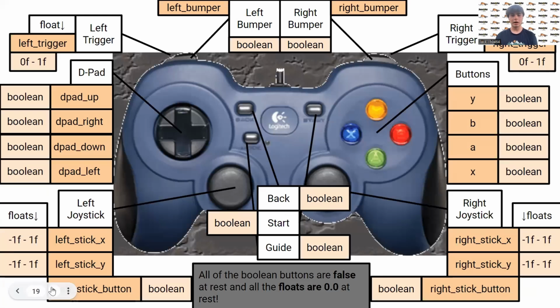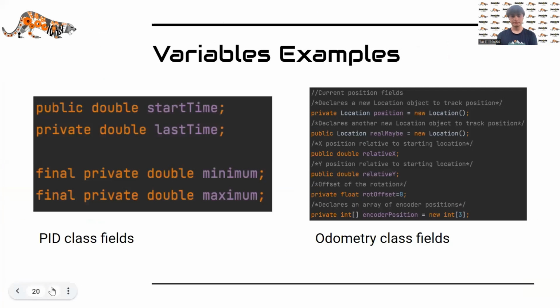This is going to be on the Logitech FTC controller, and what some of the inputs are, what types they are. Our bumpers and our buttons are Booleans, while our sticks are going to be floats, which are pretty much the same as doubles. And our triggers are also floats. Here are some examples in our code of variables. The first one is from our PID class, and these are just some of the fields from there. And then we have our odometry class. These are just some of the different variables that we had to declare.